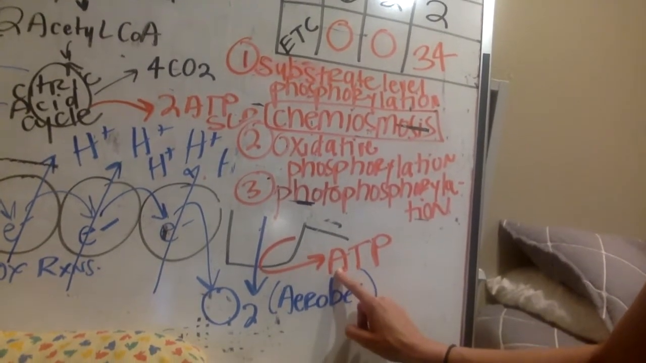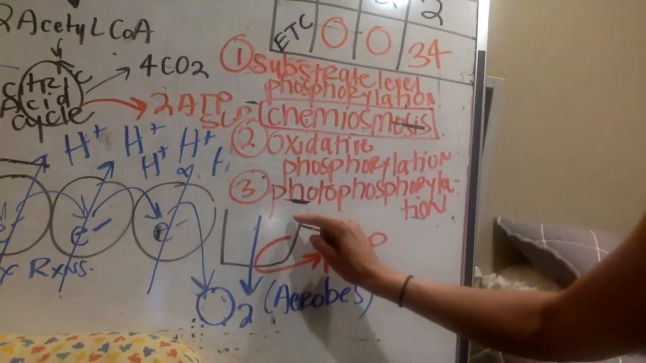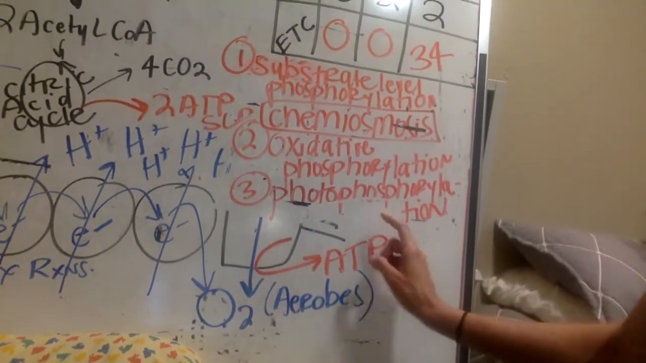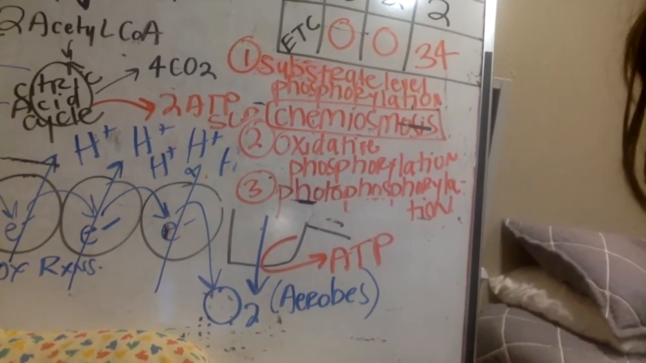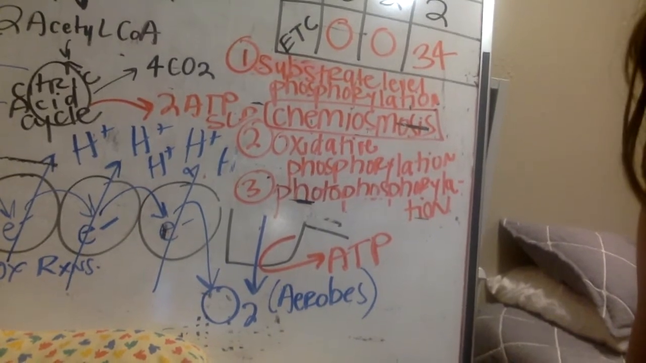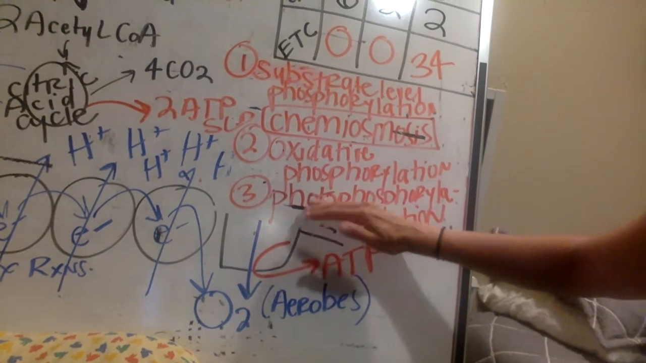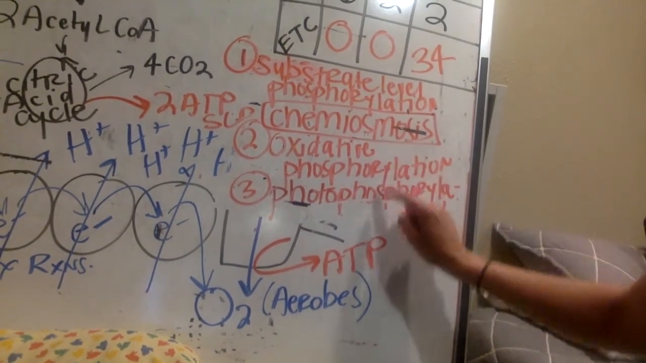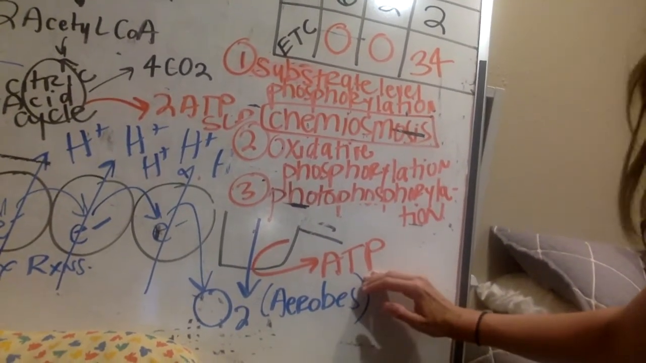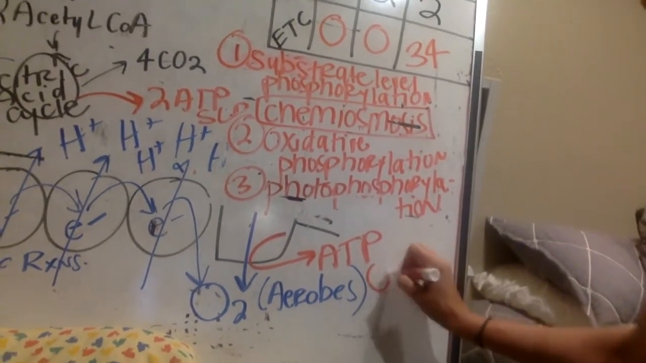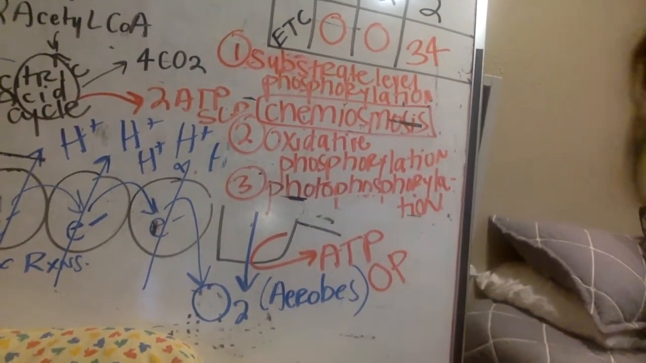If a concentration gradient is used but light is required, that's photophosphorylation. That is not used in carbohydrate catabolism, but it is used as a mechanism in photosynthesis. So photophosphorylation is for photosynthesis. Oxidative phosphorylation is how this ATP was generated in the electron transport chain.